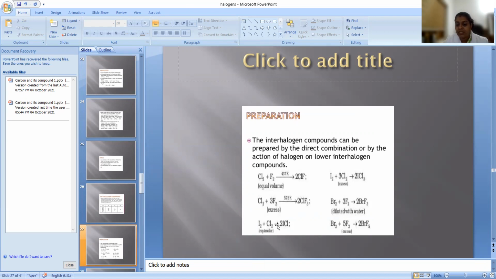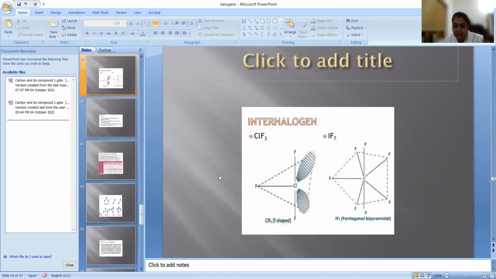If you take equimolar amounts of iodine and chlorine, we get ICl, and I2Cl6 if Cl2 is in excess, then we get ICl3. When bromine and fluorine are diluted with water, we get BrF3. And if bromine and fluorine react with fluorine in excess, we get BrF5. So these are the methods of preparation.